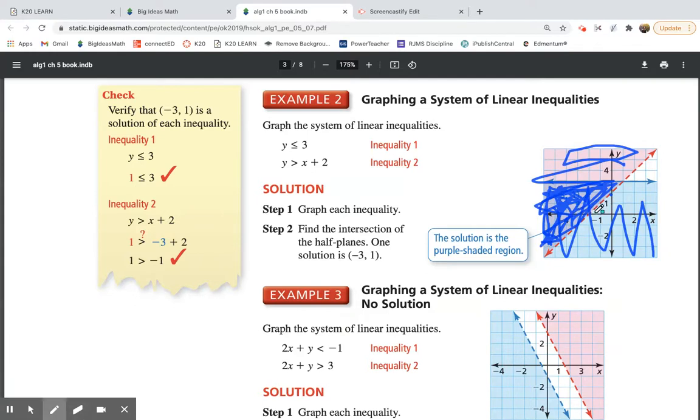So (-3, 1). They chose a point right here, because it's somewhere in that shaded region, and you can plug it in for x and y to make sure it's a solution of both. That'll just help you verify that you shaded correctly.